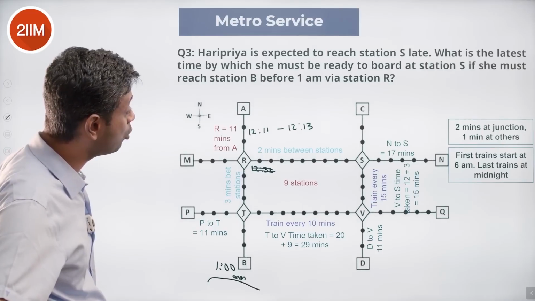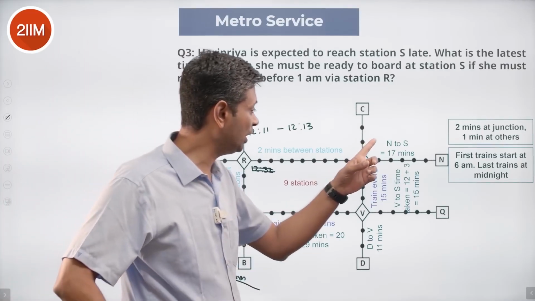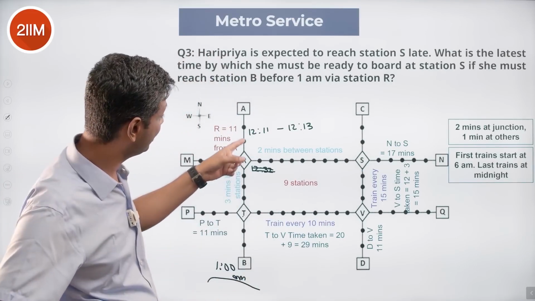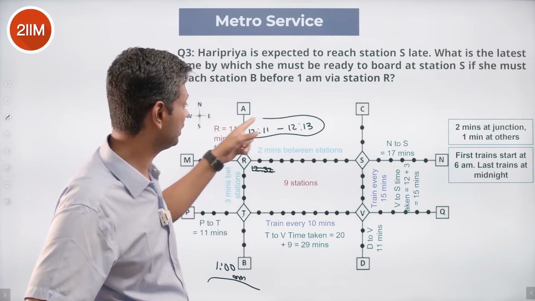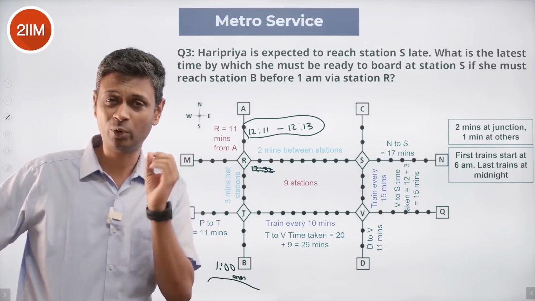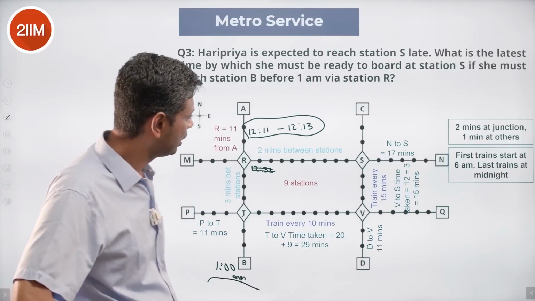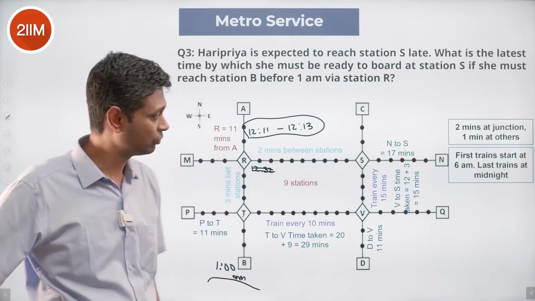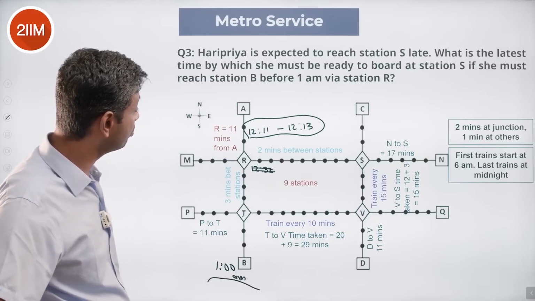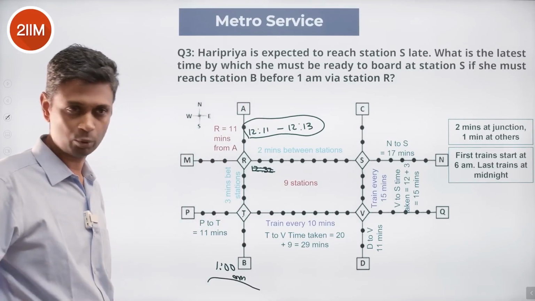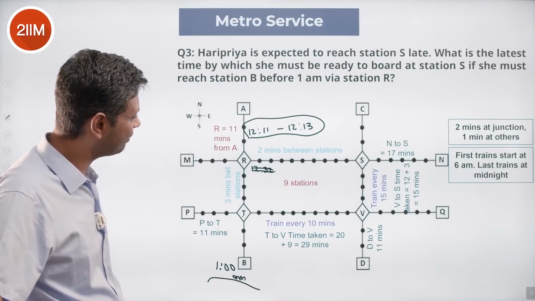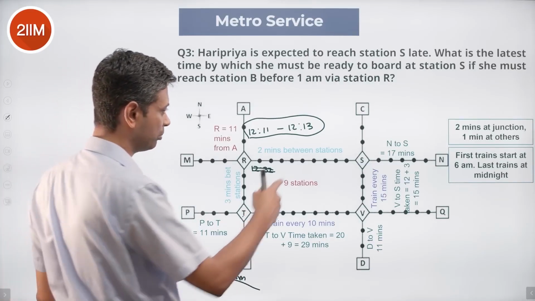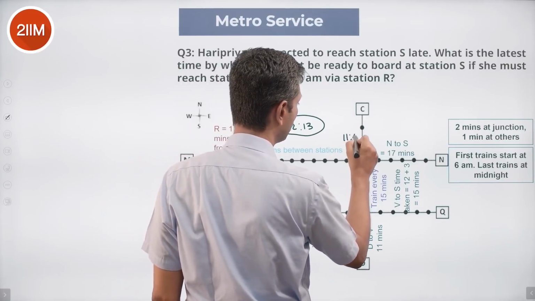She must be ready to board at station S. So we are looking to board the NSRM train at station S, looking to be here by 12:11 or latest by 12:13. I want only the latest time, like I'm playing with the margins. So from S to R is 29 minutes that I know. So 29 minutes before 12:13 is when I have to board. 12:13 minus half an hour is 11:43. 29 is 11:44.